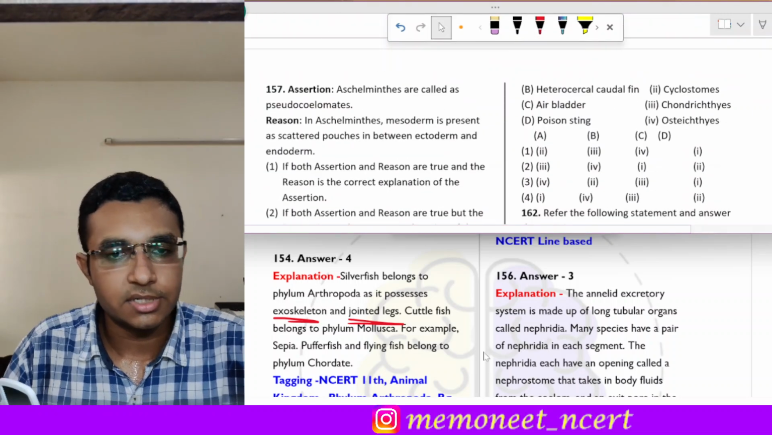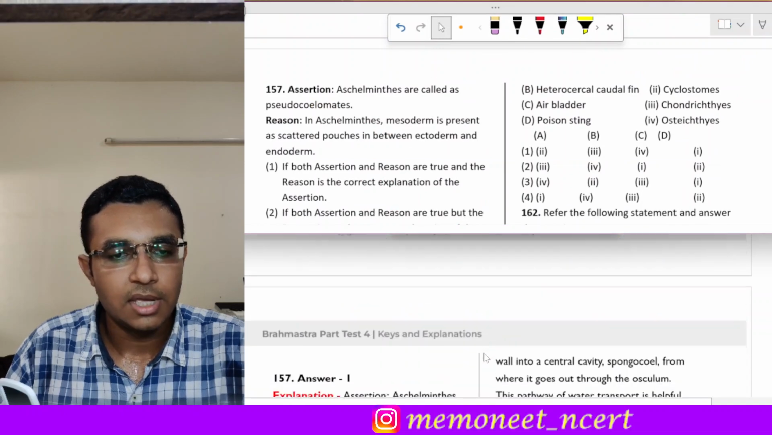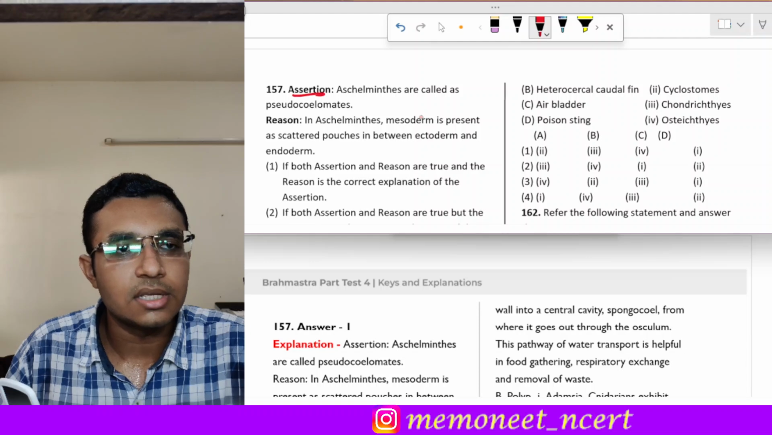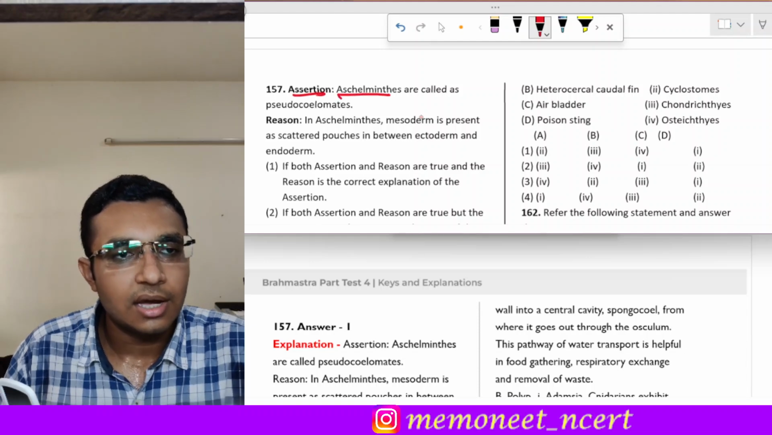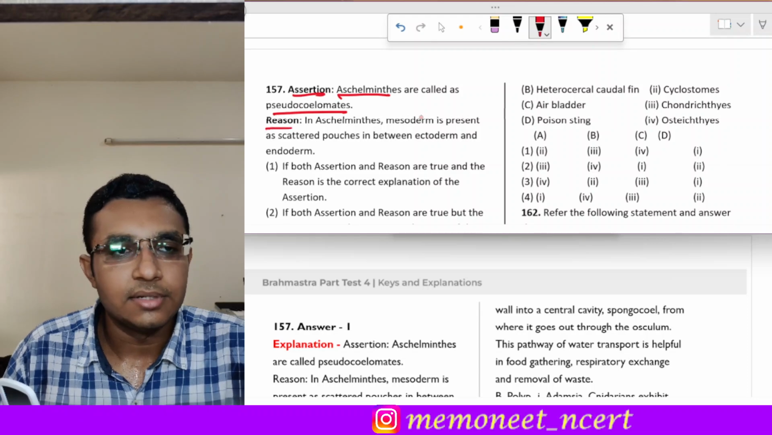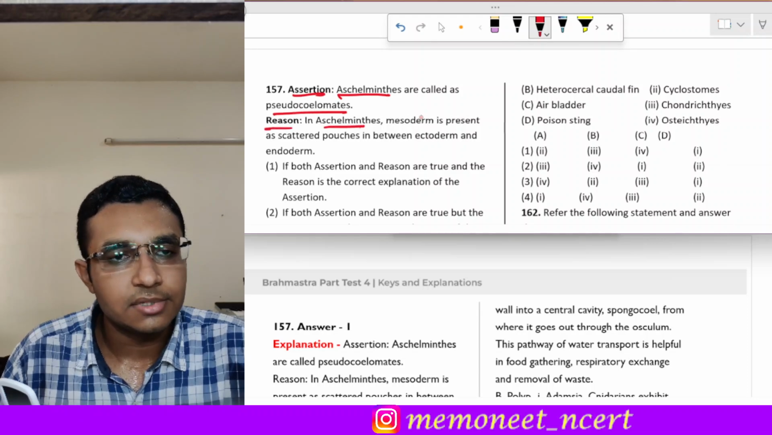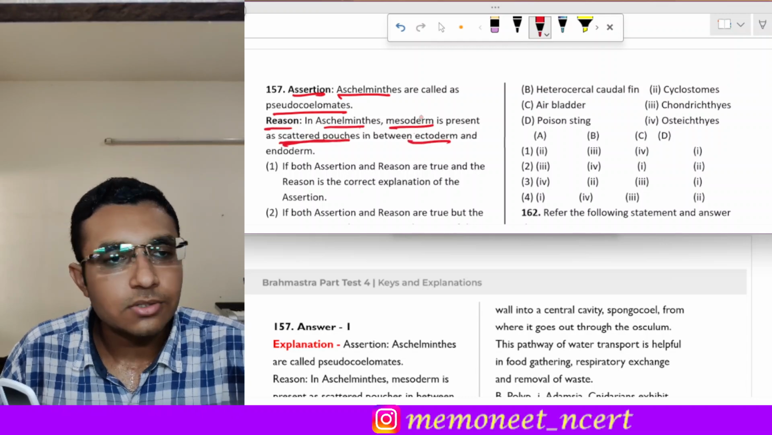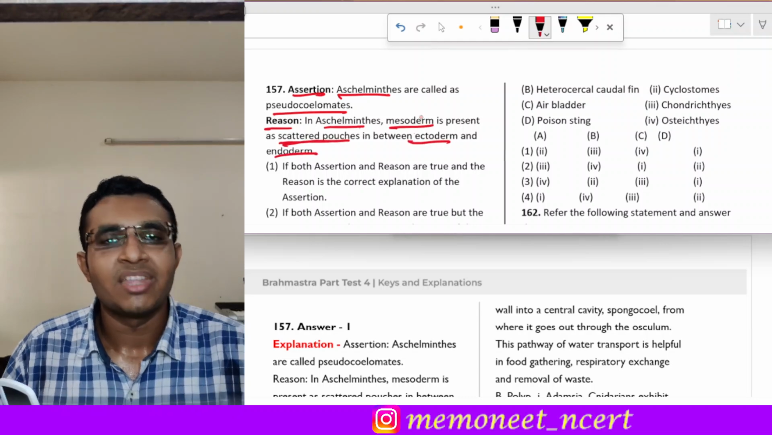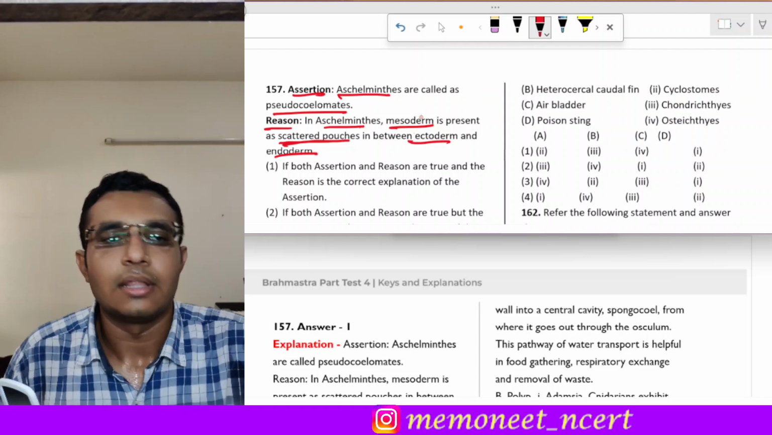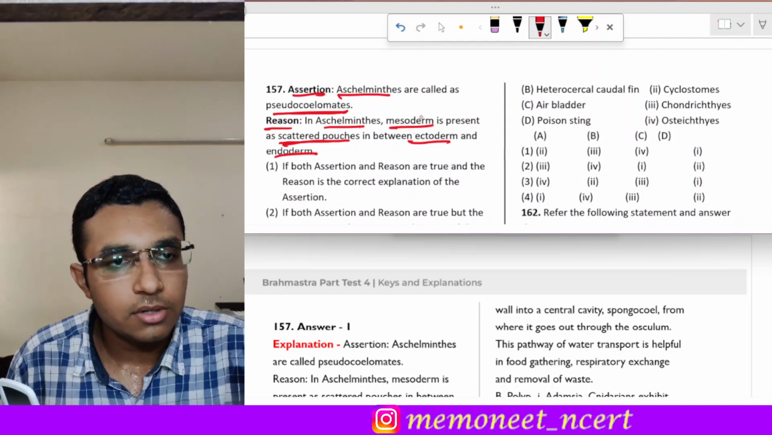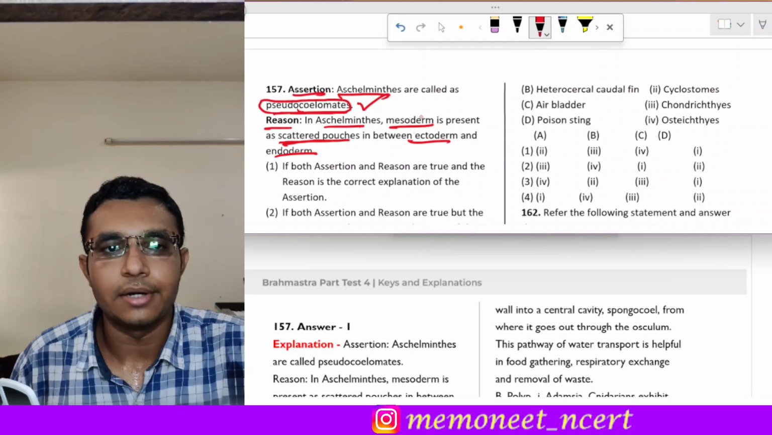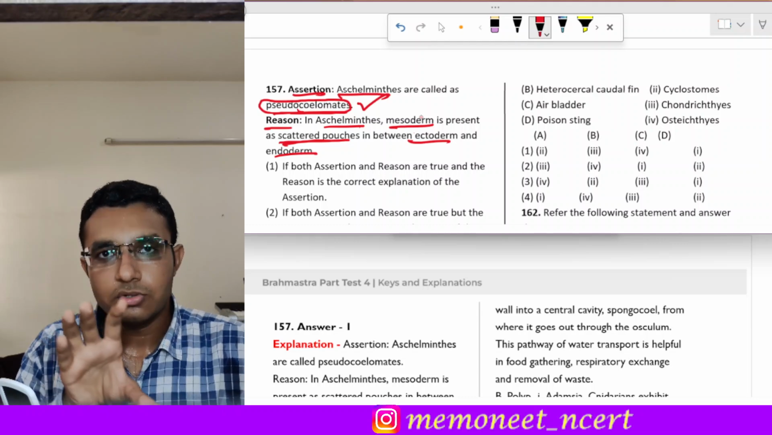Moving on to the next question, that is question number 157. The question 157 is an assertion reason type of question, and the assertion here states that Aschelminthes are called as pseudocoelomates. And the reason given for this is, in Aschelminthes, the mesoderm is present as scattered pouches between the ectoderm and endoderm. So now see, let us first read the assertion clearly. The assertion is stating that Aschelminthes are called pseudocoelomates. So is the assertion correct first of all? So yes, assertion is correct, because Aschelminthes are called pseudocoelomates.